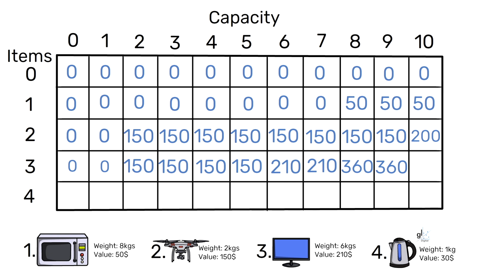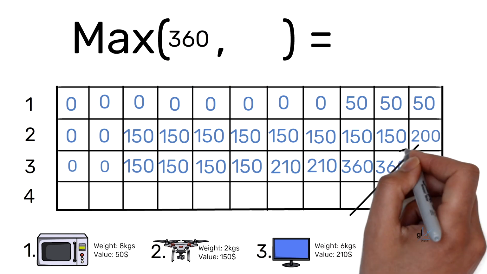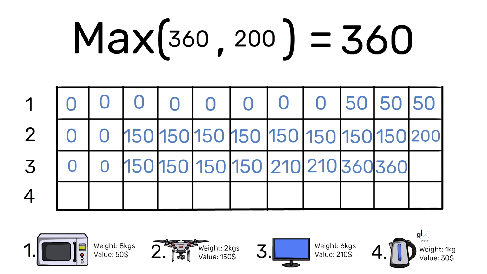Let's plug in the appropriate values into our formula when the capacity variable reaches 10. The first argument will be 210, the value of the monitor, plus 150, which is the value of the drone. This gives us a value of 360. The second argument comes from the cell directly above the current cell, which is the value of the microwave, 50, plus the value of the drone, 150, which gives us a value of 200. So 360 is obviously greater than 200, so we can record 360 as the value in the current cell.